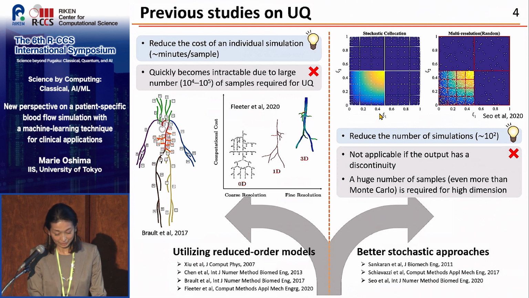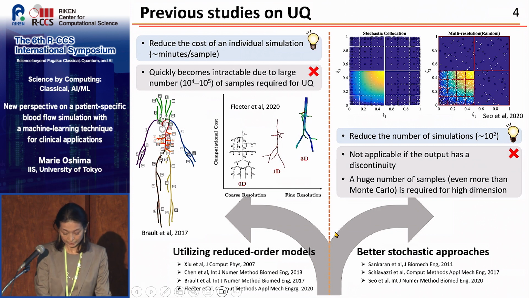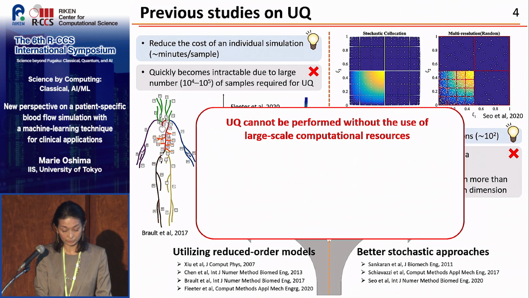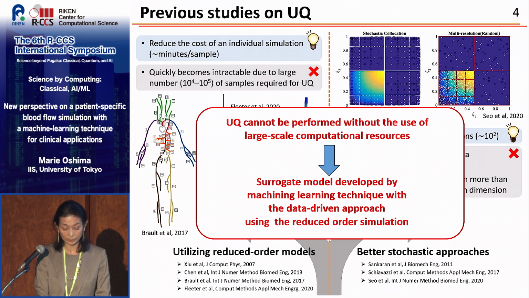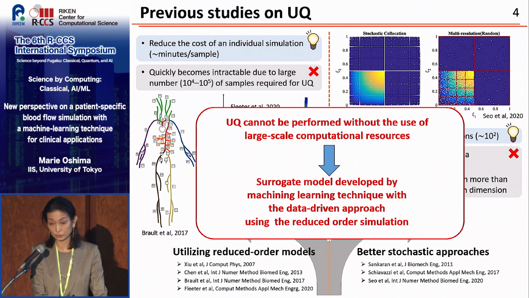And the other thing is we need to reduce the number of simulations. Usually we use a Monte Carlo method for the uncertainty quantification. That's why the number of simulations does matter. So that's why the uncertainty quantification cannot be performed without the use of large-scale computational resources. And that's why we are trying to develop a surrogate model. And the surrogate model is developed by the machine learning technique with a data-driven approach using the reduced order simulation. In this case, 1D, 0D simulation.